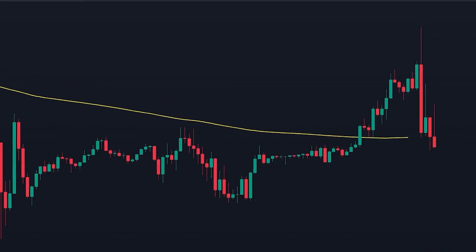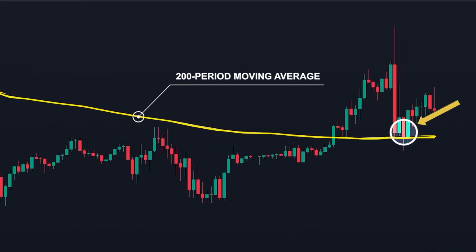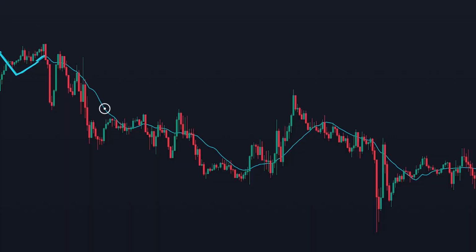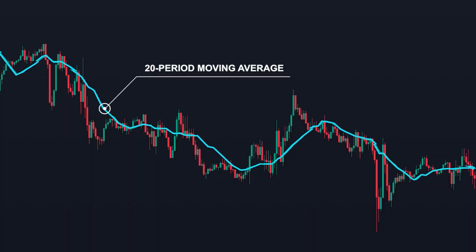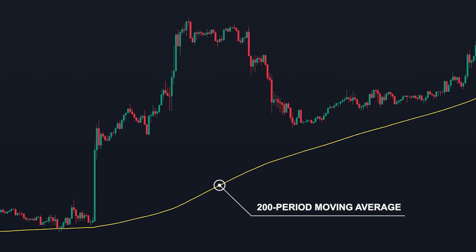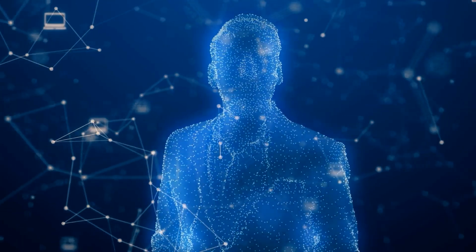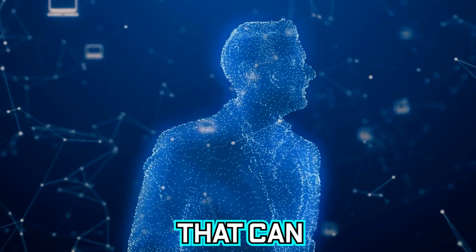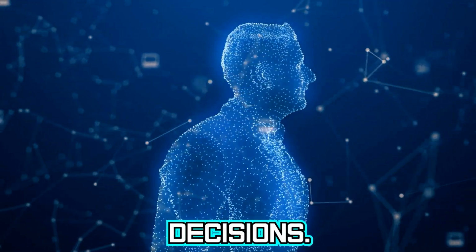Different moving averages cater to distinct trends, with a 200-period moving average identifying long-term trends, while a 20-period one identifies short-term trends. Popular choices include 20, 50, 100, and 200 length moving averages. Now, let's uncover the specific applications of the moving average that can enhance our trade decisions.